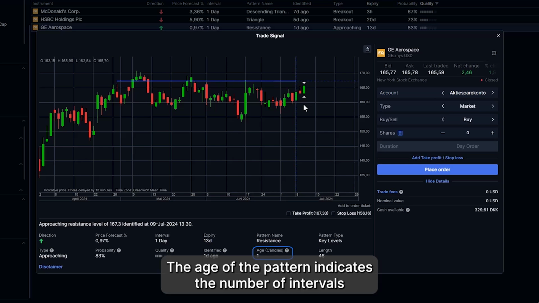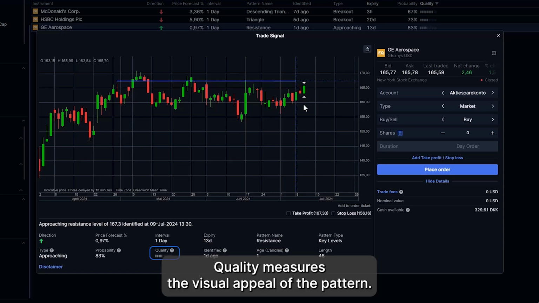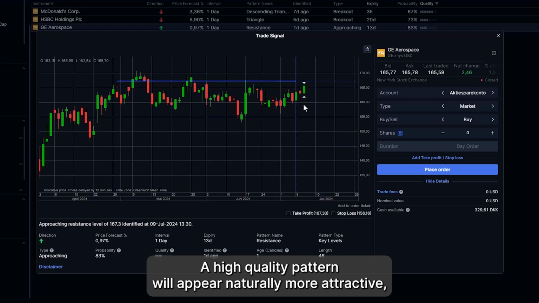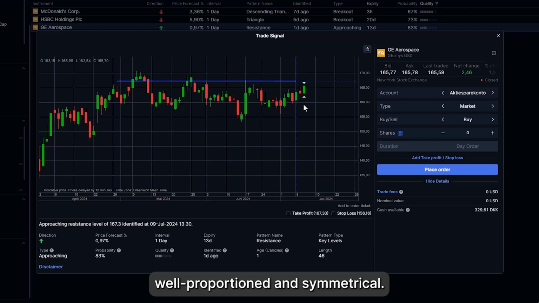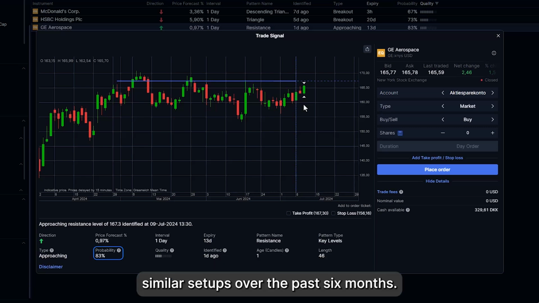The age of the pattern indicates the number of intervals which have passed since the pattern was identified. Quality measures the visual appeal of the pattern. A high-quality pattern will appear naturally more attractive, well-proportioned and symmetrical. Probability evaluates the trade against previous similar setups over the past 6 months. The higher the probability, the higher the success of those previous instances.